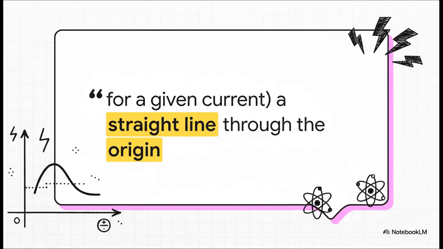And there it is. That's the key. For that 1 mark, all you need to say is that for any of the currents, the graph is a straight line and it passes through the origin, the 0, 0 point. That's literally the definition of direct proportionality in graph form.